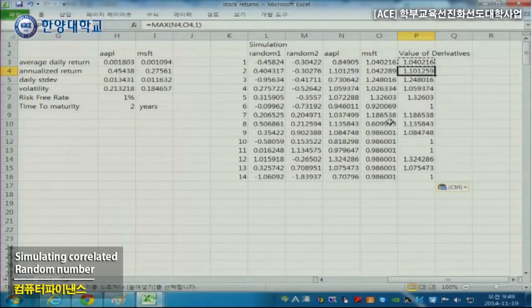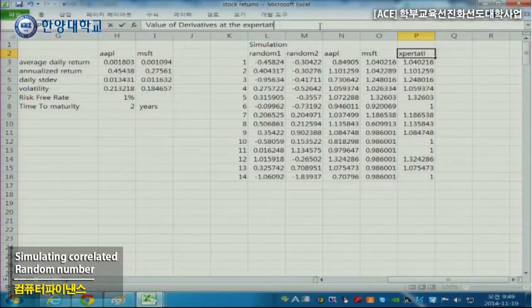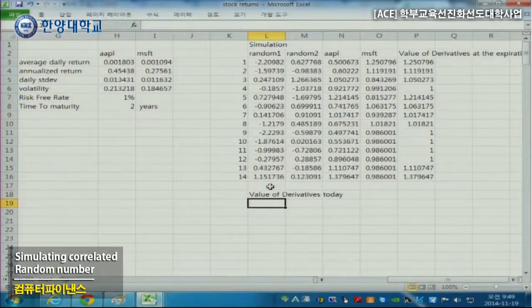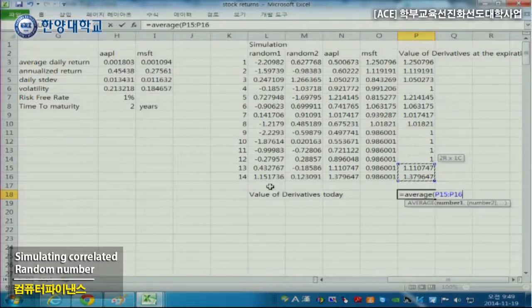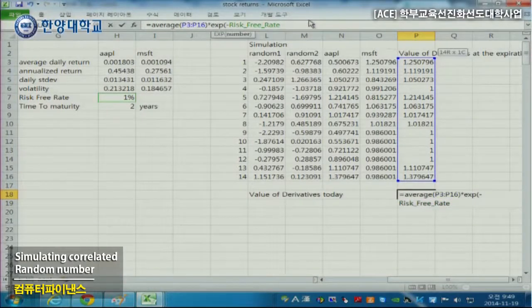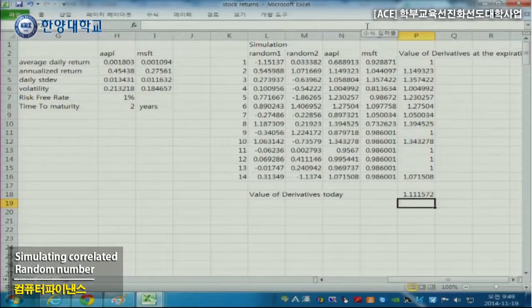So this is value of derivative, and then at the expiration day, so what is the value of derivative today? Then it's simple. You can get the average of this one, and then discount it back. Risk-free rate multiplied by time to maturity. Okay, so this is the value of derivative today.